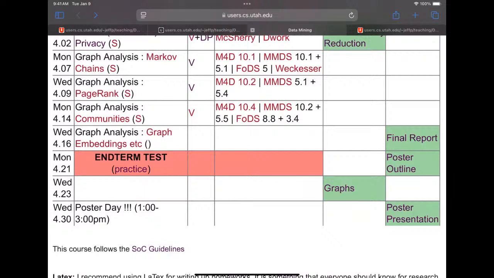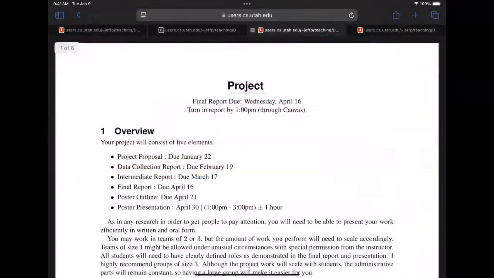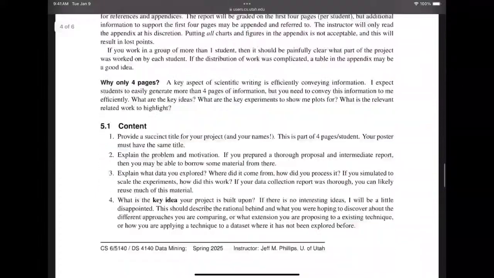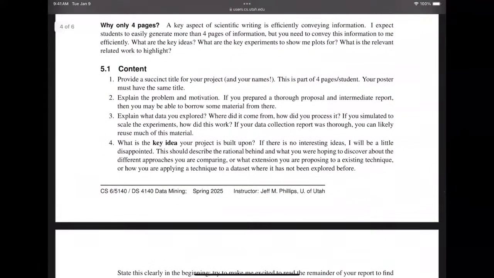As you're finishing those up, look at the project description here and look at what I'm asking for in the final report. Again, 4 pages per person in the group. So a 2-person group would be at most 8 pages, because I'm going to read everything. Don't cram too much stuff in there. And then make sure these things are clear. Make sure you have a title and your name on it.